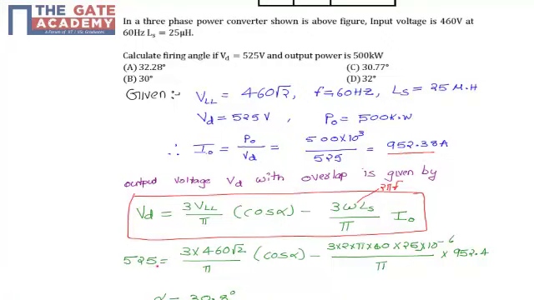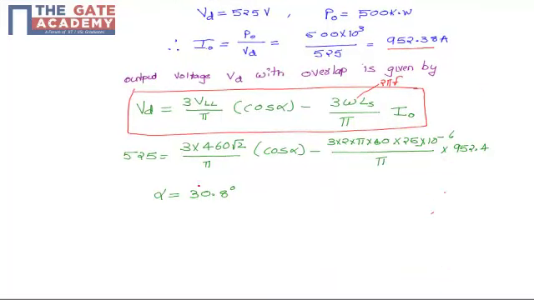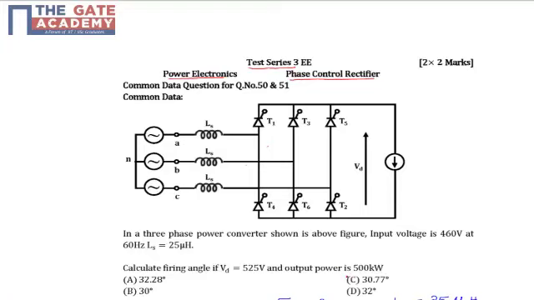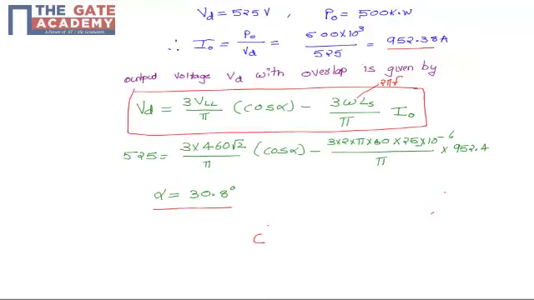The output voltage 520 volt is equal to 3 into 460 root 2 by pi cos alpha minus 3 into 2 pi f, where frequency is 60 hertz, into 25 microhenry divided by pi, into the output current 952.4. From this we can calculate the value of firing angle alpha, that is 30.08 degrees, and the nearest option is C.